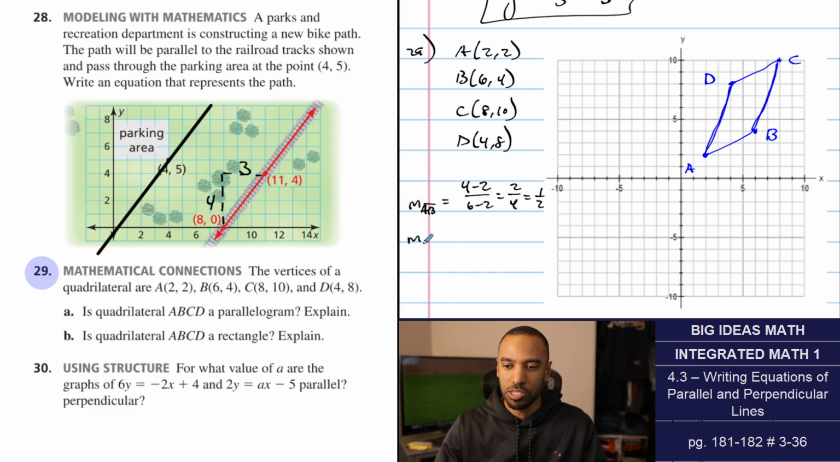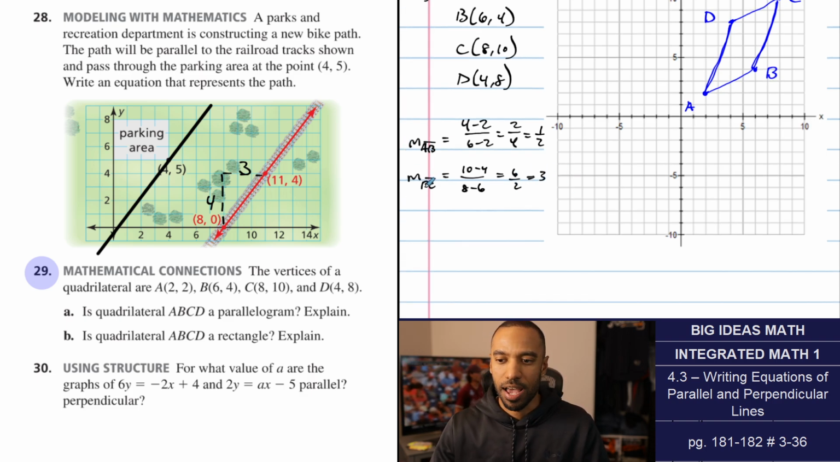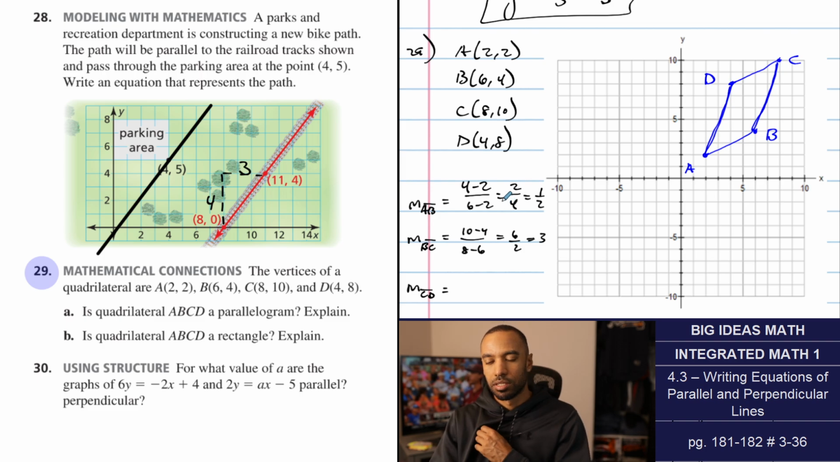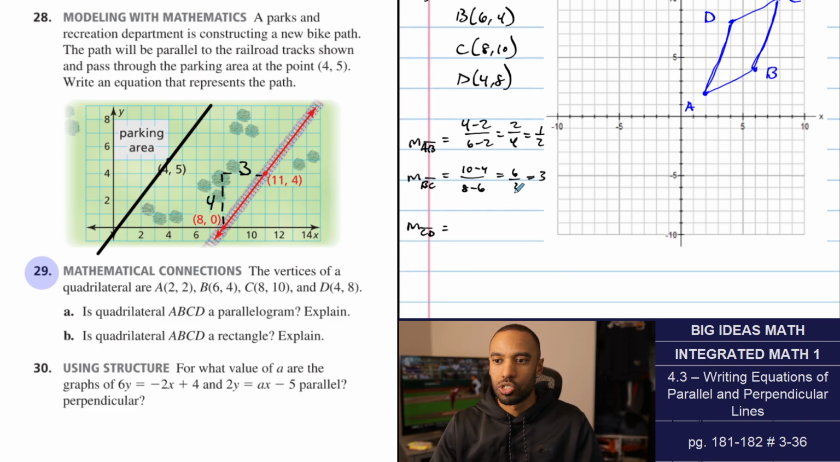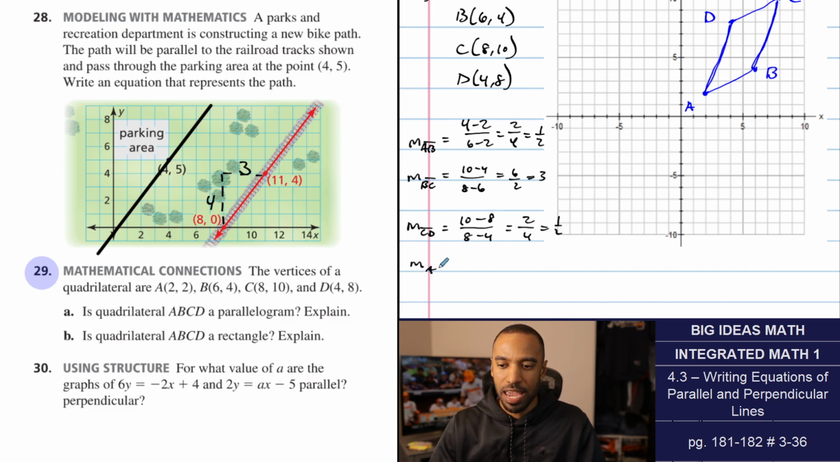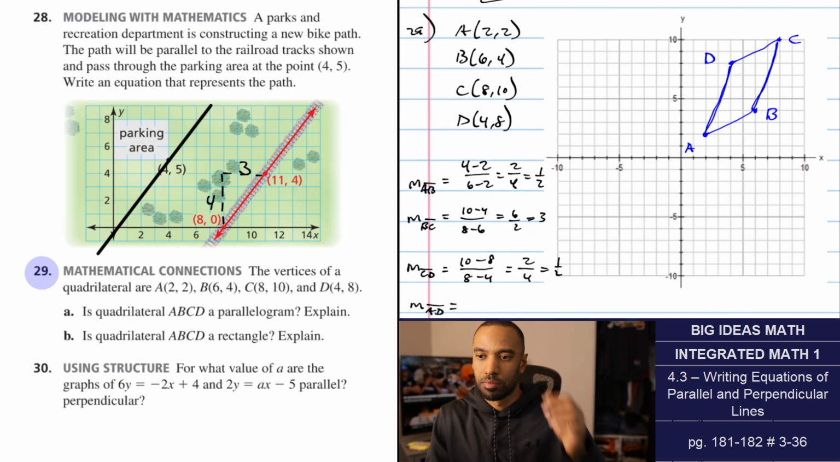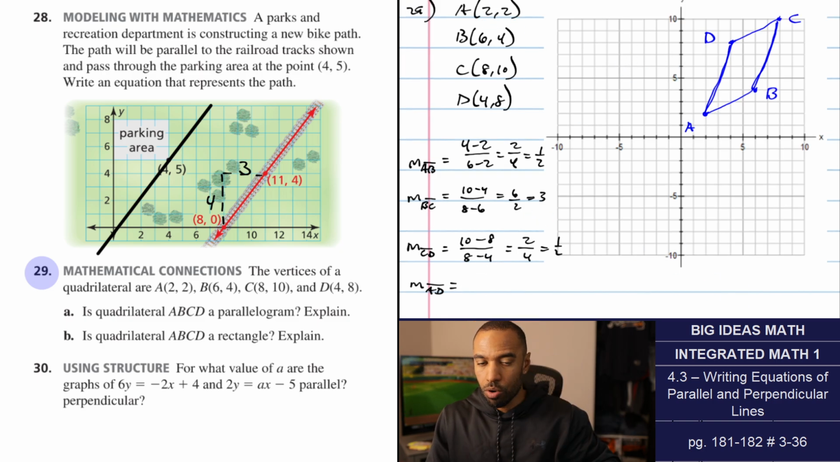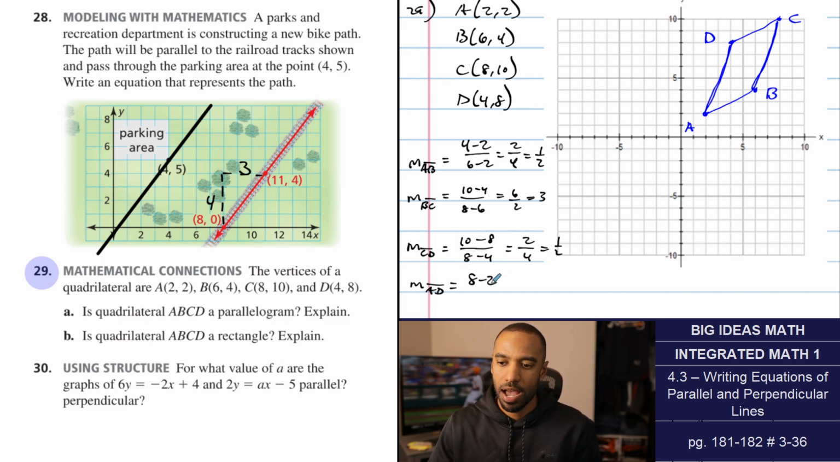The slope of line BC is y2 minus y1 over x2 minus x1. 10 minus 4 over 8 minus 6, which is 6 over 2, which is 3. The slope of line CD is 10 minus 8 over 8 minus 4. Keep them positive. That's 1/2. And the slope of line AD is 8 minus 2 over 4 minus 2. 8 minus 2 for y's, 4 minus 2 for x's. That's 6 over 2, which is 3.